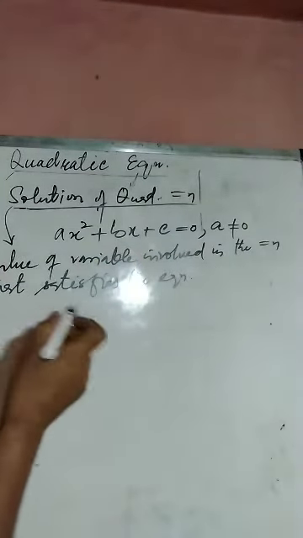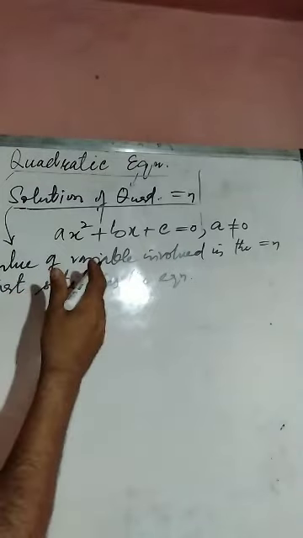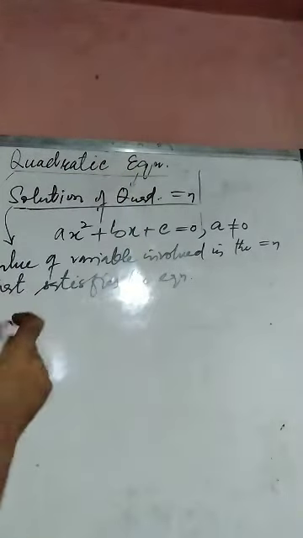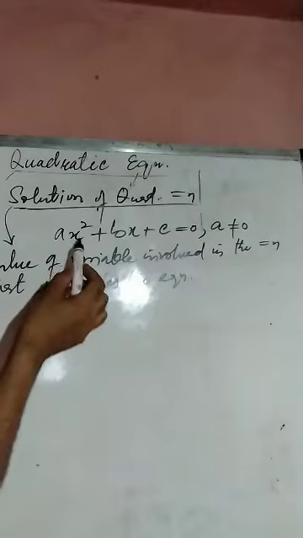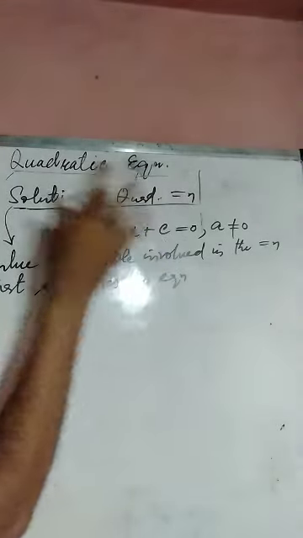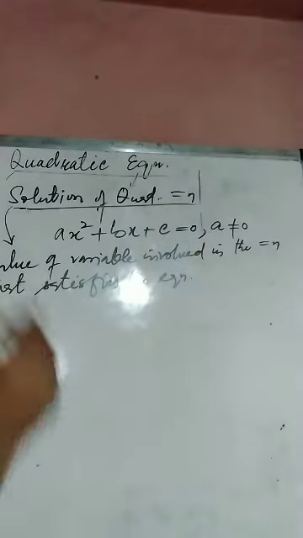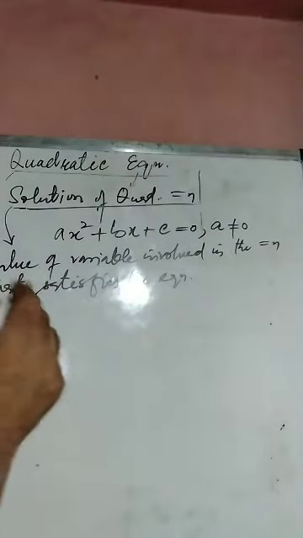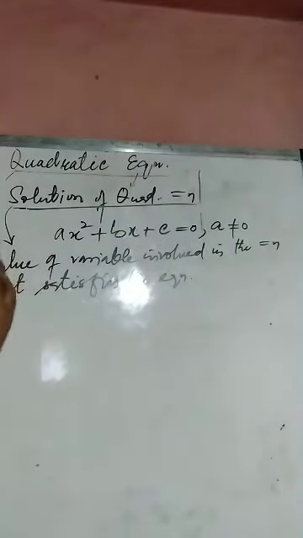So what does it mean? It satisfies, which makes left hand side equal to right hand side. So if you can put any value to x that makes the left hand side, that is ax square plus bx plus c, equal to 0, that is the right hand side, then we will say that the value of that variable becomes the solution of this quadratic equation.